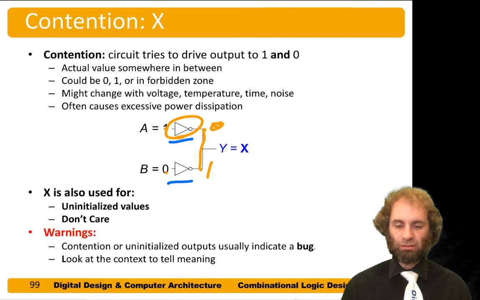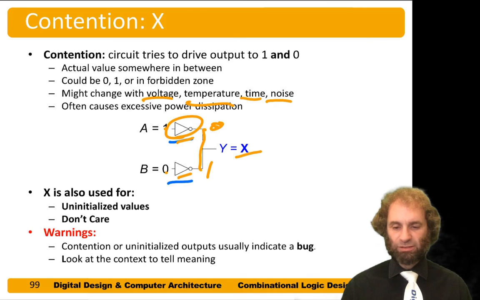And depending on the relative strengths of those inverters, you might end up somewhere high, you might end up somewhere low, or you might end up somewhere in the middle in the forbidden zone. And moreover, where you end up might change with the voltage, with the temperature, with time as things wear, with power supply noise, and it might vary from one chip to another depending on the relative strengths of the inverters. And furthermore, it tends to cause a lot of power dissipation because the inverters are fighting with each other.